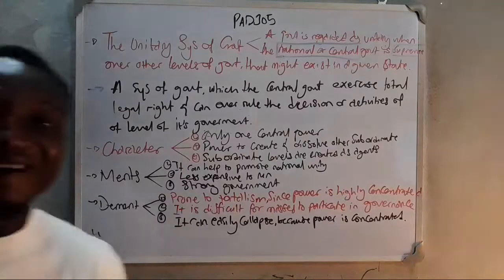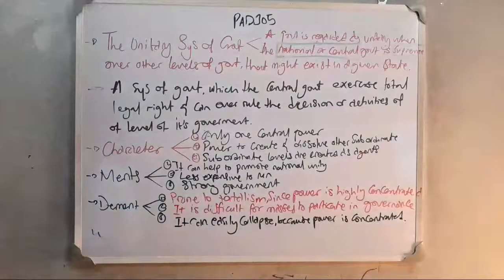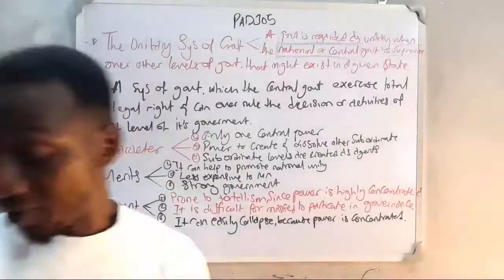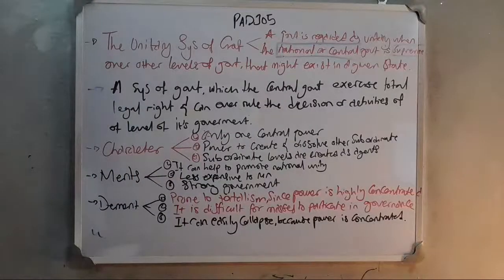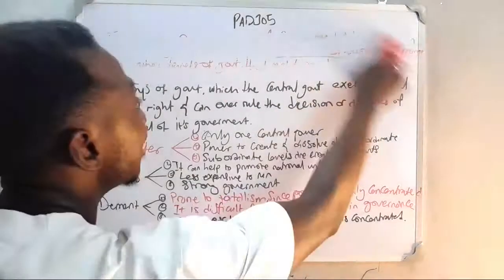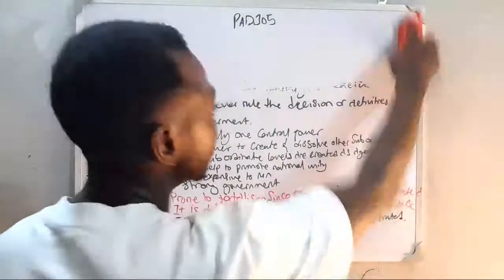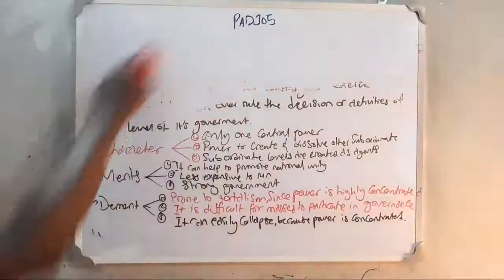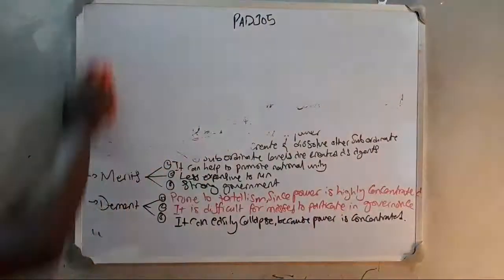So that sums it up on the unitary system of government. Now let's look at some other system of government, and the next is the federal political system. When we say federal political system, what are we talking about? What does it mean? What are its benefits? Why do we have them? All this we'll find out soon.